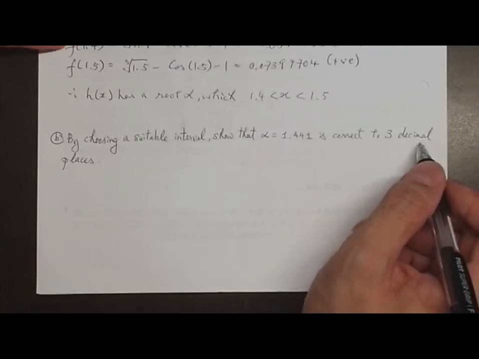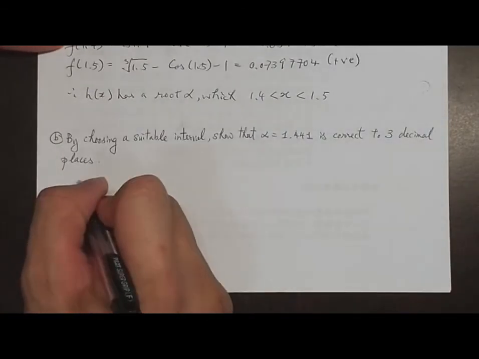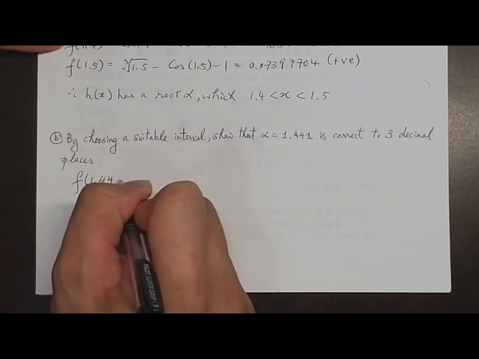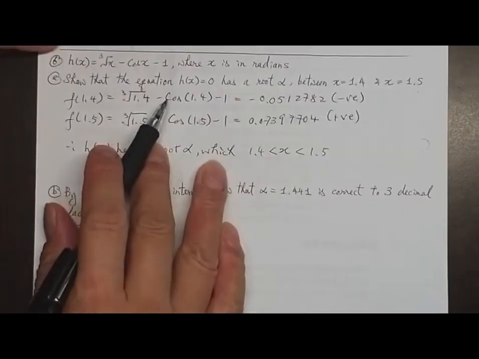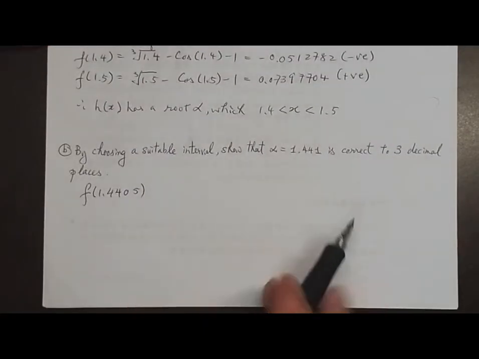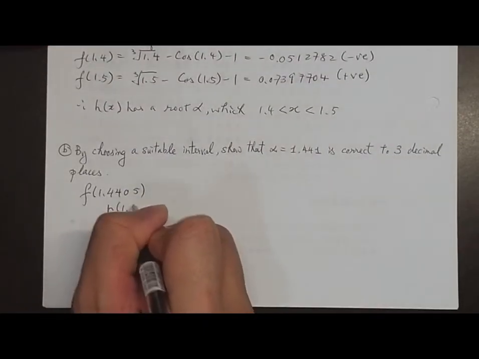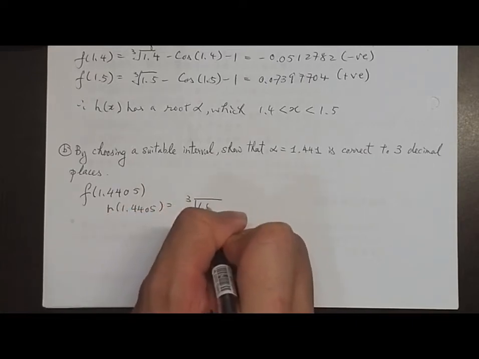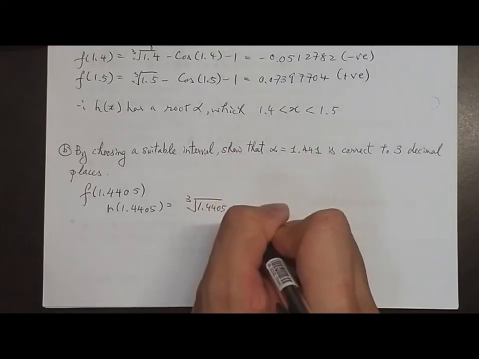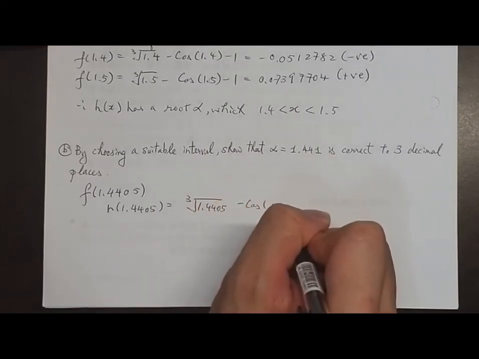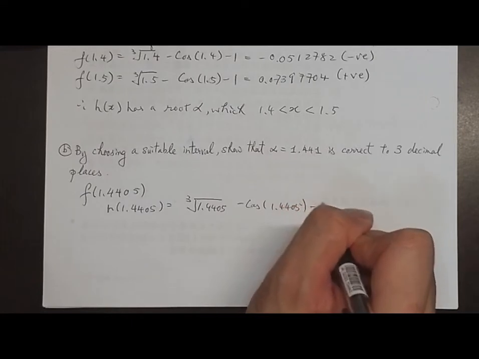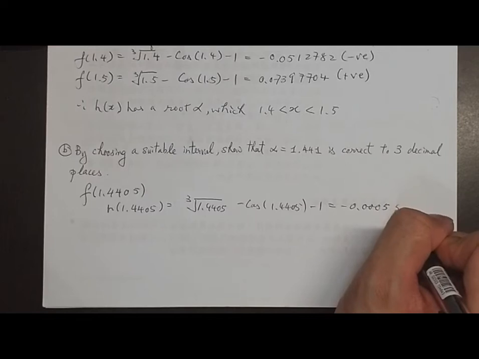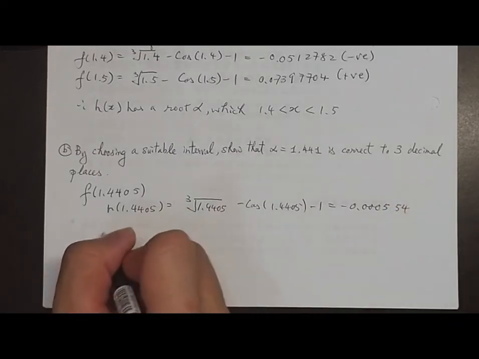And question B, by choosing a suitable interval, show that alpha equal to 1.441 is correct to 3 decimal places. So we substitute h(1.4405) into the equation up here. h(1.4405) equals cube root of 1.4405 − cos 1.4405 − 1. So it's equal to −0.0005554 and something.